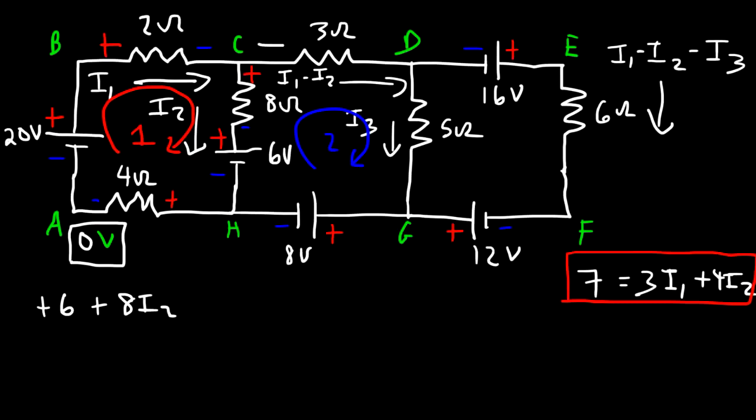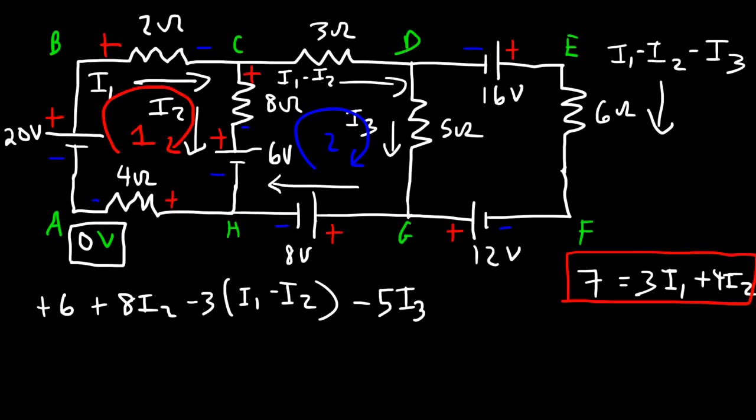And then we need to travel in the direction of I1 minus I2. So that's a voltage drop. And so that's going to be minus 3 times I1 minus I2. Now, as we flow through the 5 ohm resistor in the direction of I3, that's going to be a voltage drop of 5I3. And then let's go through the 8 volt battery. So we're going towards the lower potential. So that's a voltage drop of 8 volts. And so that should equal 0.